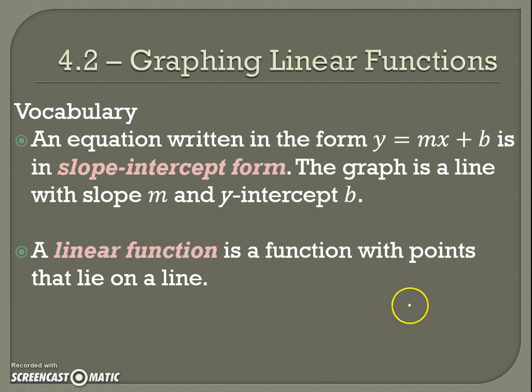A couple other vocab words, write these down, so you'll want to pause. An equation written in the form of y equals mx plus b is in slope-intercept form. So that's what this is called right here, slope-intercept form. The graph is a line with a slope m, this is my slope, and a y-intercept b, and I just talked about what that is. A linear function is a function with points that lie on a line, and in math, a line is a straight line.